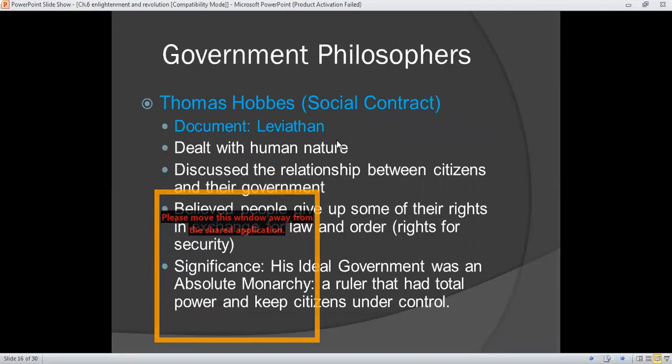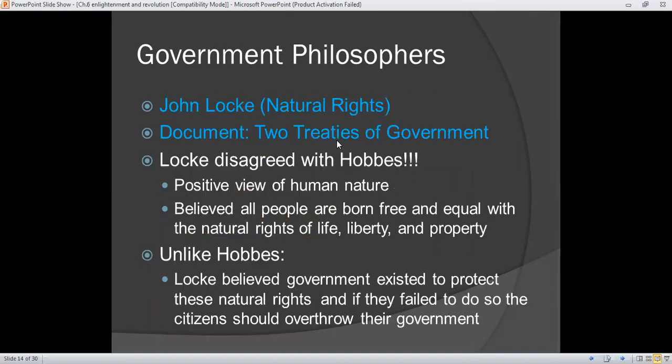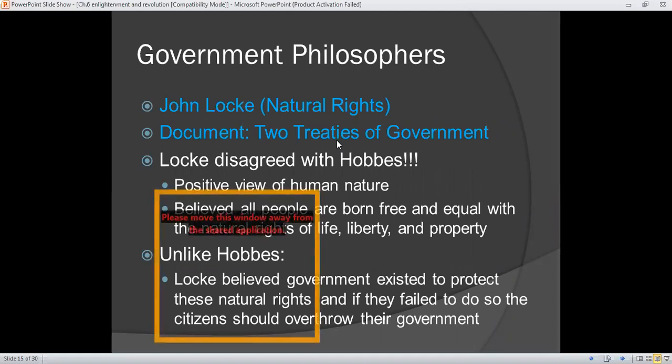So the first one was Thomas Hobbes. He had no discussion. His idea was absolute monarchy. The second one was John Locke, the idea of natural rights and that the government should be elected by the people. And if the government failed, the citizens are free to overthrow the government and elect another government.